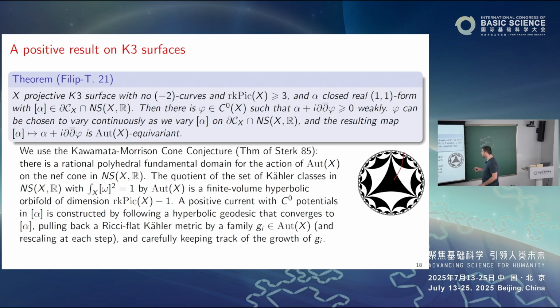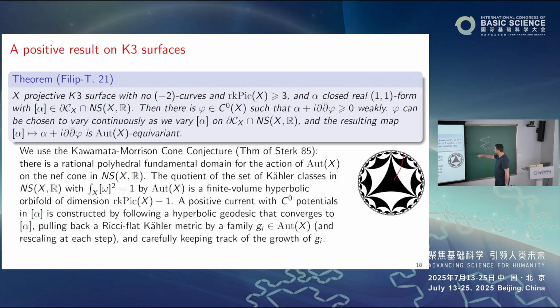And the quotient of this fundamental domain, or at least the Kähler classes with volume 1, is a finite volume hyperbolic orbifold with this dimension. And then to find this current that you want in this class here, what you do is you start from your fundamental domain and draw a hyperbolic geodesic ray from this initial point, which limits to the point that you want.